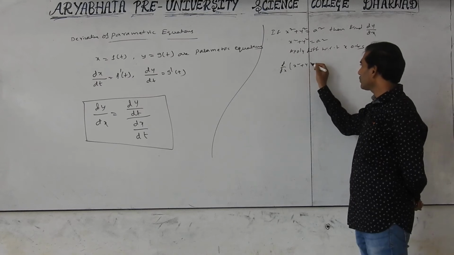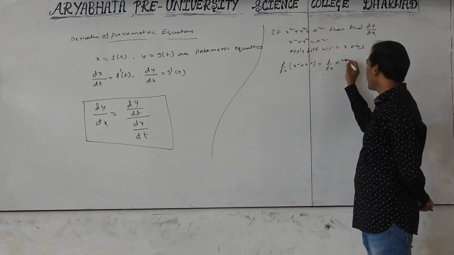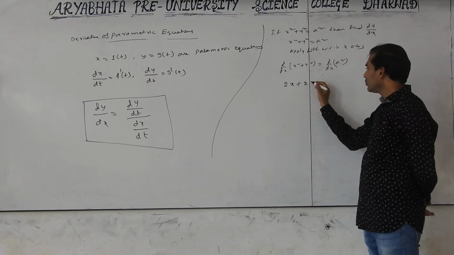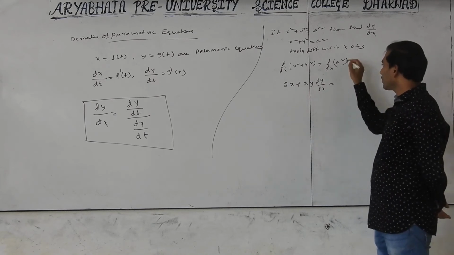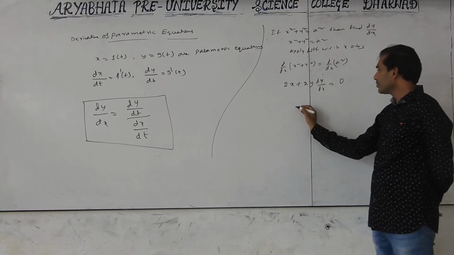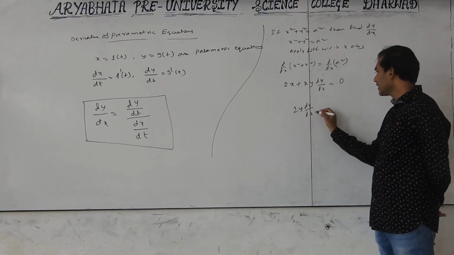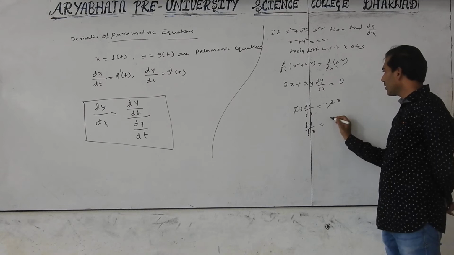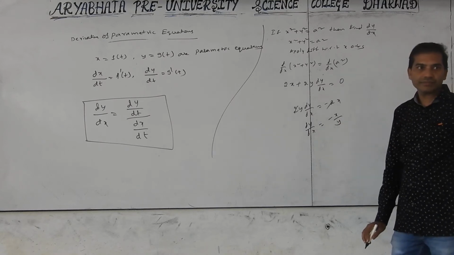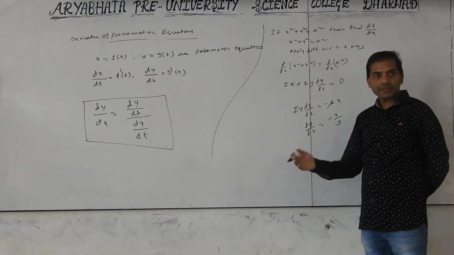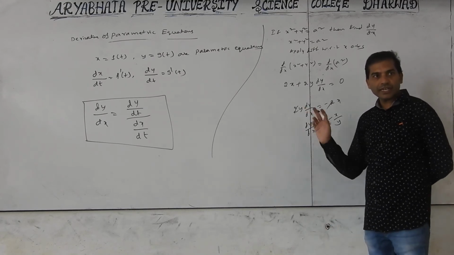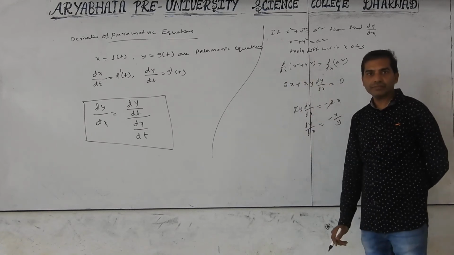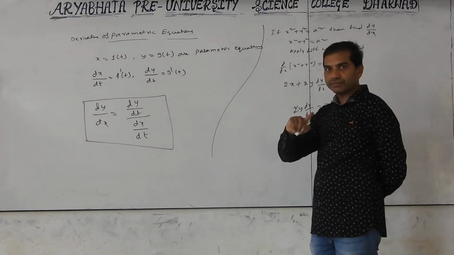So d by dx of x squared plus y squared equals d by dx of a squared. The derivative of x squared is 2x. The derivative of y squared is 2y into dy by dx, equal to the derivative of a squared, which is 0. So 2y dy by dx equals minus 2x. We get the answer dy by dx equals minus x by y. This we have done already in the implicit and explicit function. Now I am doing this by using the parametric form.